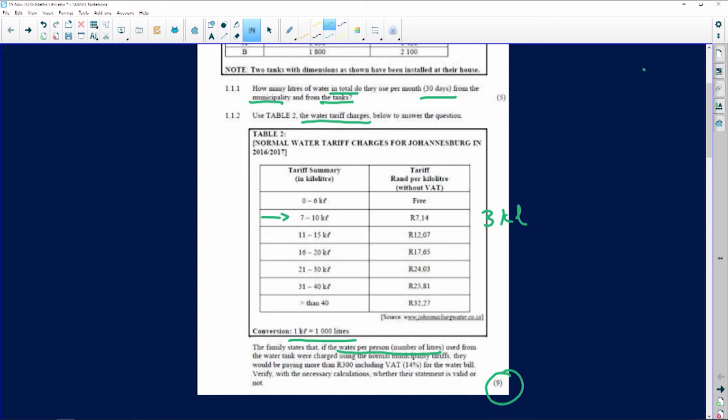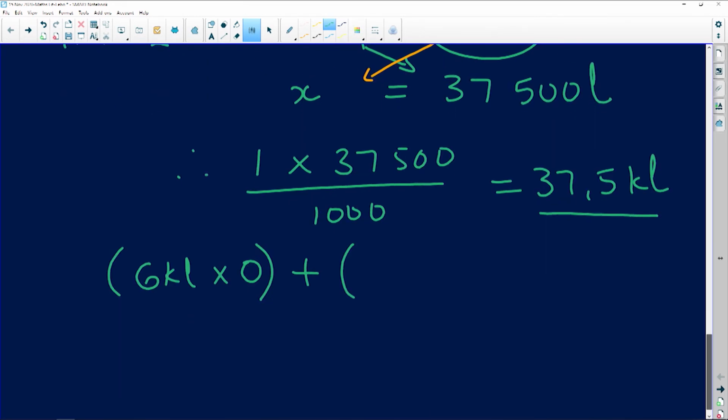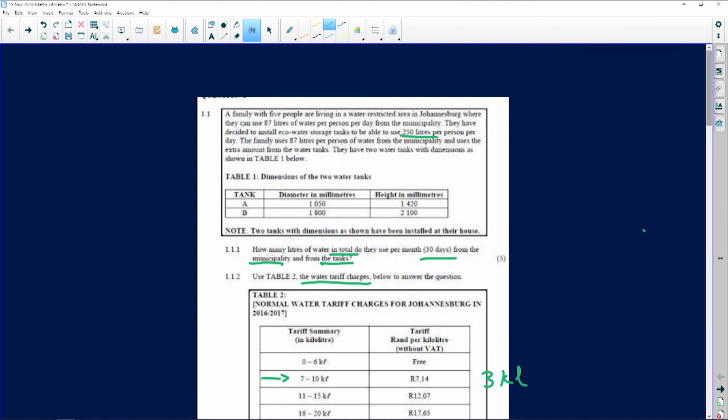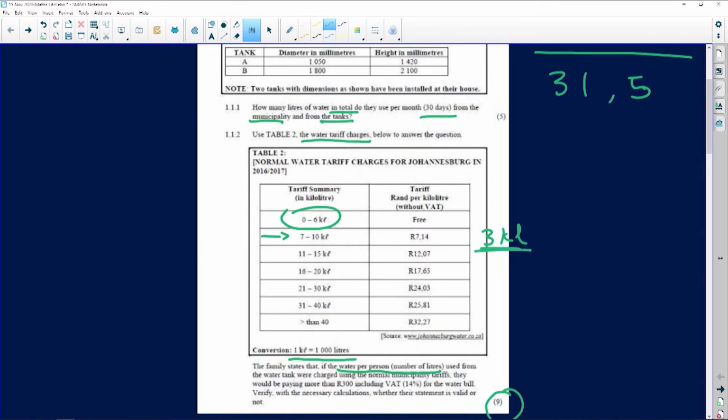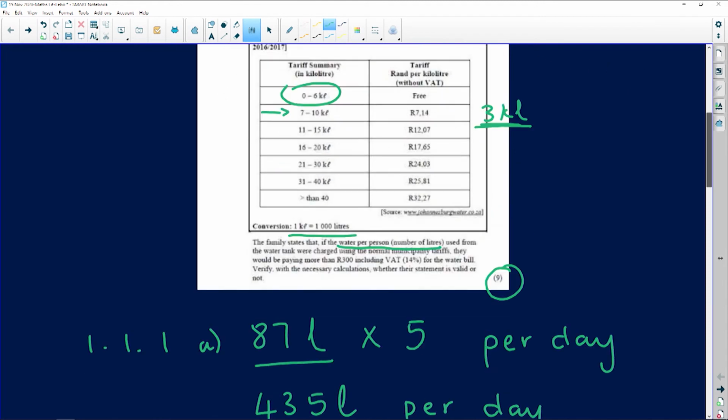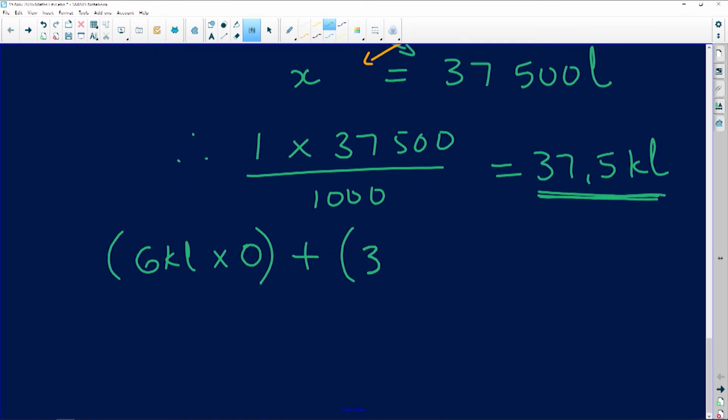So for the next 3 kiloliters, and I always like saying to learners, look at this, guys. The total here that I'm using is 37.5. I put that in rough. I say 37.5 kiloliters. The first 6 are free, so I subtract the first 6 so that I can see how much I am left with. I'm going to be left with 31.5, okay? And then the next 3, I'm going to pay 7 Rand 14. Let's go put that down. 3 kiloliters, I'm going to pay 7 Rand and 14 cents.